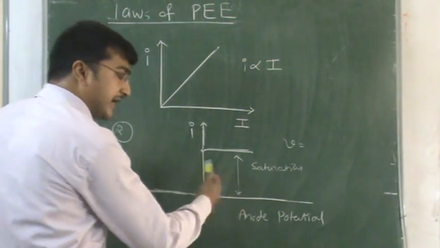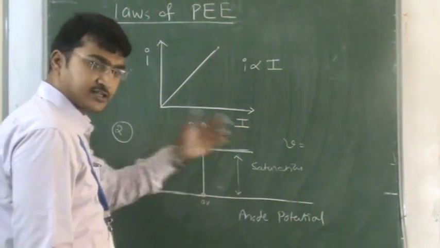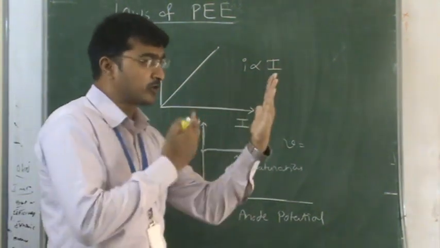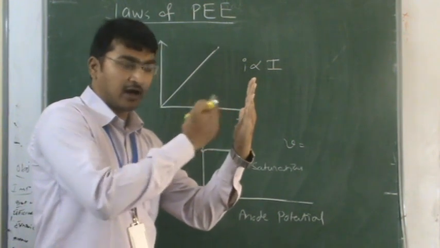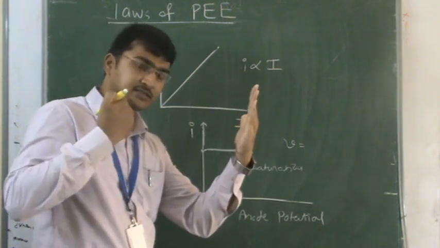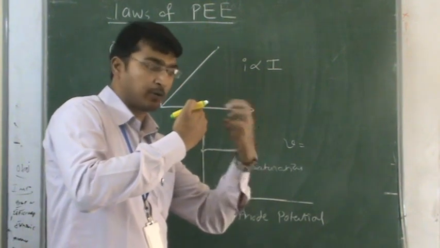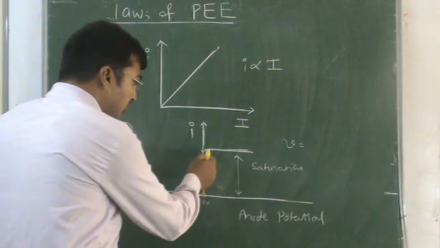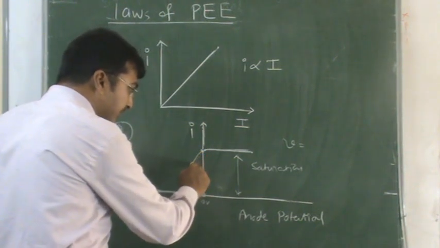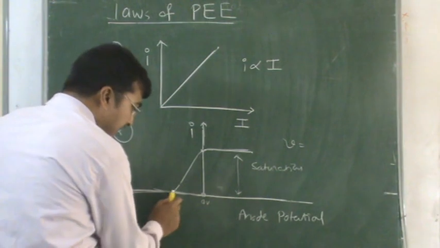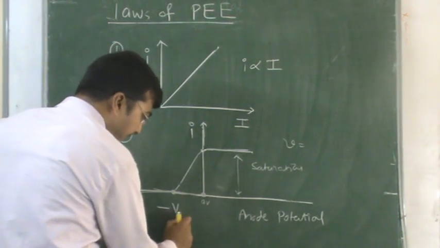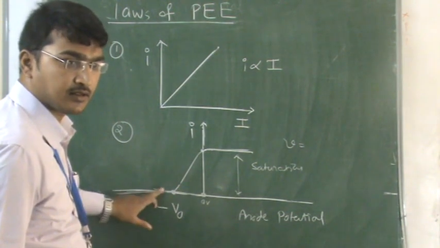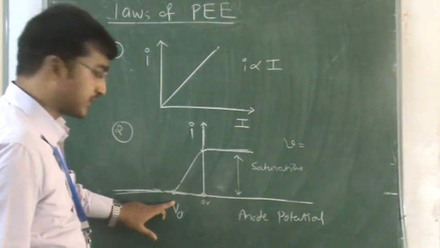Now, by applying a negative potential to the anode, as we already discussed in the case of stopping potential, when you increase the negative potential on the anode plate, it opposes the electrons moving towards the anode because it is negatively charged. So slowly the photocurrent becomes zero at a particular negative potential. Make a note of it.